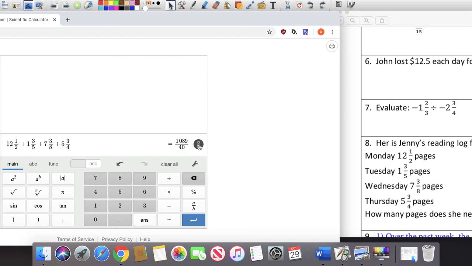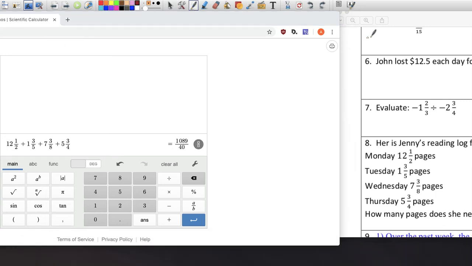Alright, so it gives me my answer as an improper fraction, and I'll change it. Keep 1089 over 40, because that was the LCM. I don't know why they don't give it to me as a mixed number, so I'm going to change that to a mixed number for you. Let's see, 1089 divided by 40 is 27, and you're going to have 9 left over 40.